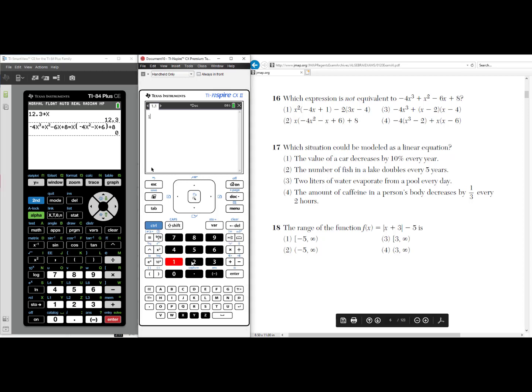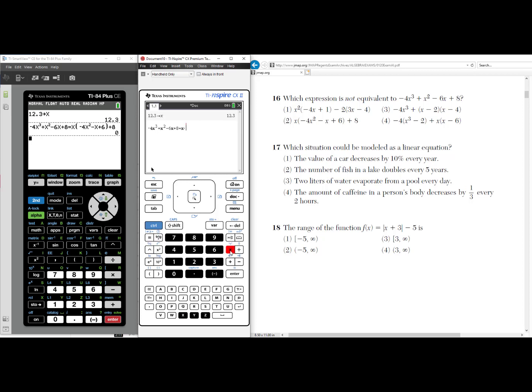For the TI-Nspire, 12.3, store into the variable x. Then type in our expression given in the problem, -4 x raised to the 3rd power plus x squared minus 6x plus 8. We set it equal to the 4 answers below. Let's go right to number 2.